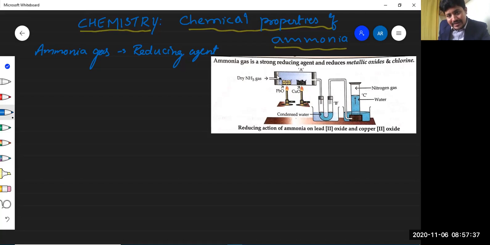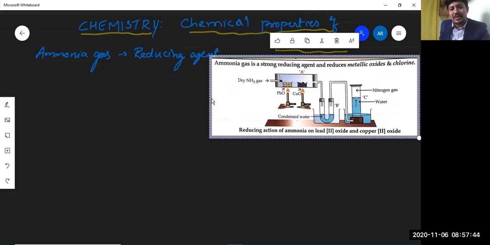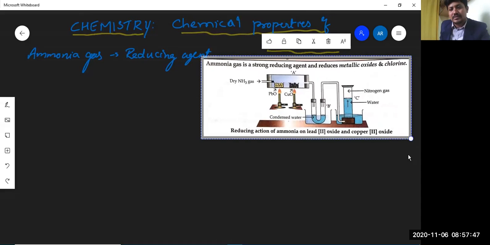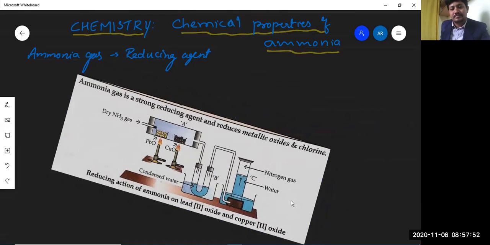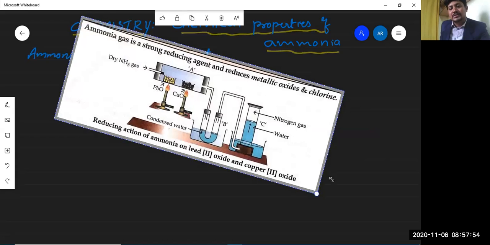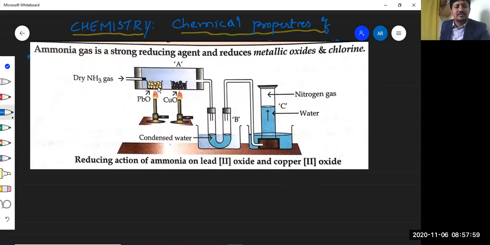Now what I'm doing here, I have taken one stand, and you can see the fusion tube here. This fusion tube with the stand withstands high temperature. Now in this particular fusion tube, I'm taking two kinds of metallic oxides which can easily be reduced by passage of ammonia gas. Which two metallic oxides have I taken here? Lead oxide and copper oxide.